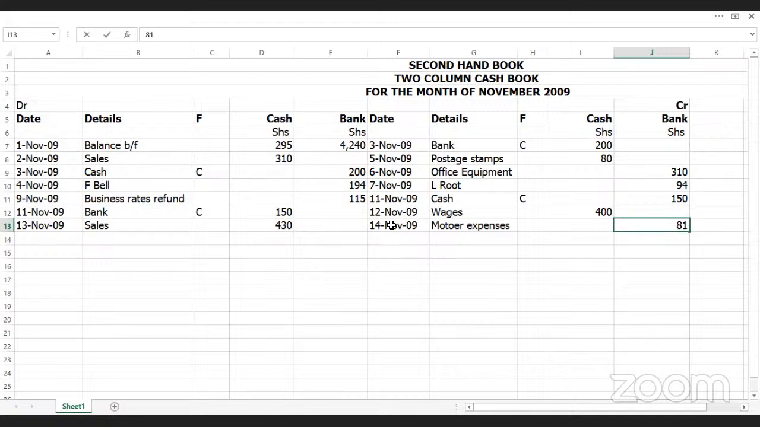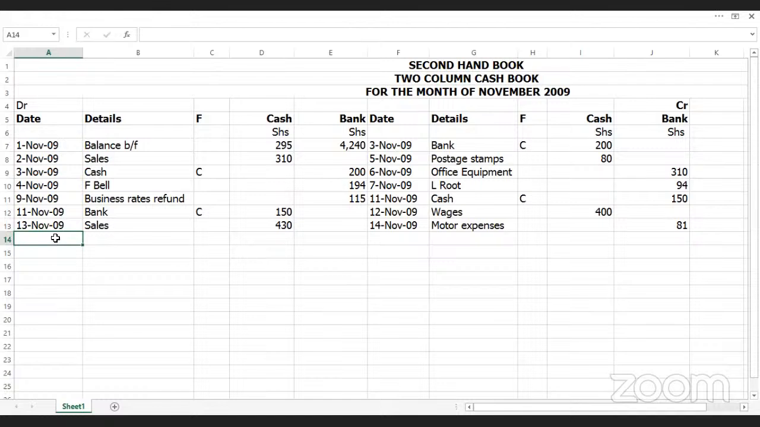The 16th. J. Bull lent us shillings 1,500 in cash. J. Bull lent us. What does that mean? Is it a receipt or a payment? It's a receipt. We have received. So we debit, right? Yes, we debit.